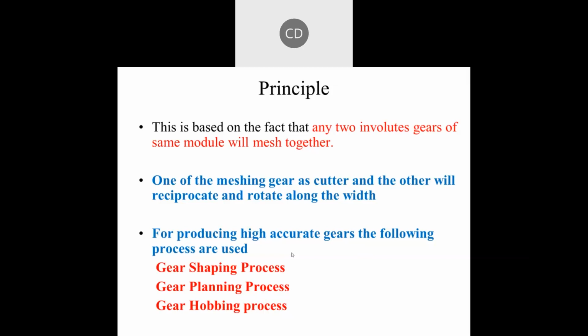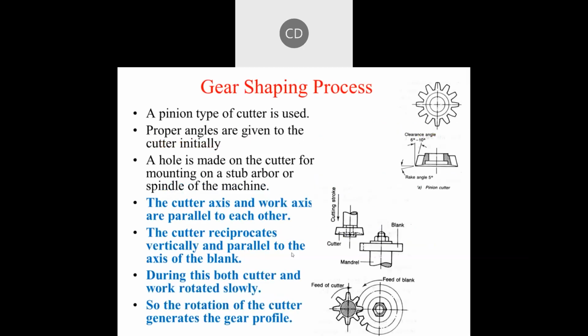For producing high accuracy gears, the following methods are used: the gear shaping process, gear planing process, and gear hobbing process. These are the three very important gear generation processes. First of all, we see the gear shaping process.